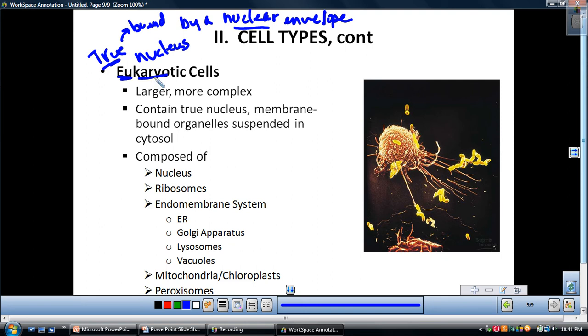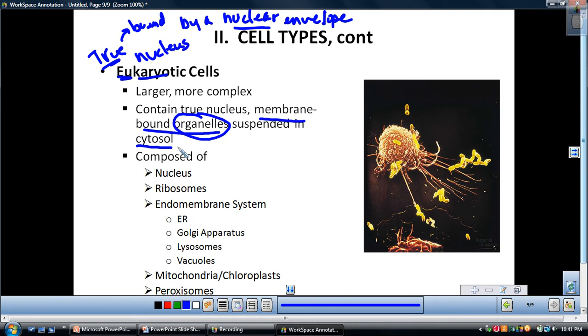Okay, not only does the eukaryotic cell have a true nucleus, you're going to find a lot of membrane-bound organelles. Okay, remember an organelle is a little organ that has a certain function inside the cytoplasm. An example, you've heard of Mr. Mighty Mitochondria. You've heard of probably the ones down here as well, ER, Golgi, lysosomes, vacuoles. All of those little organelles are suspended in the cytosol.